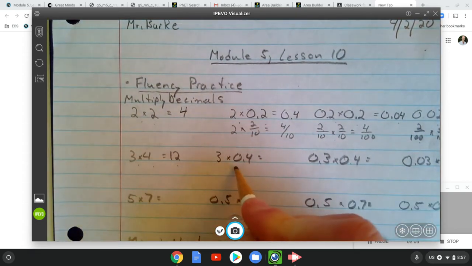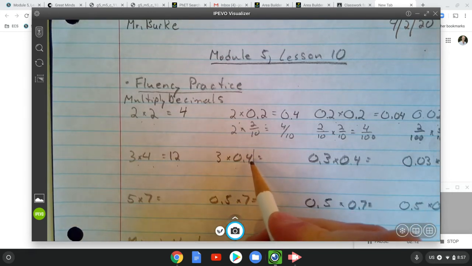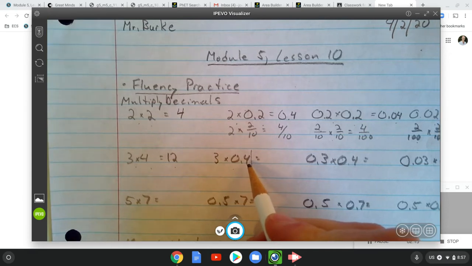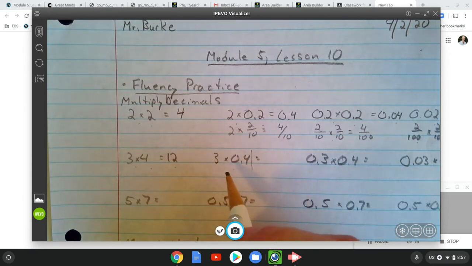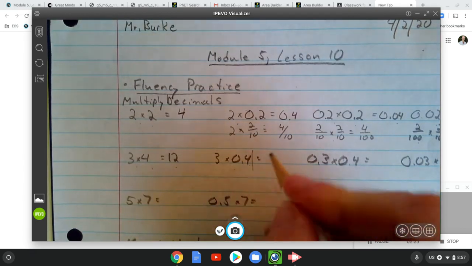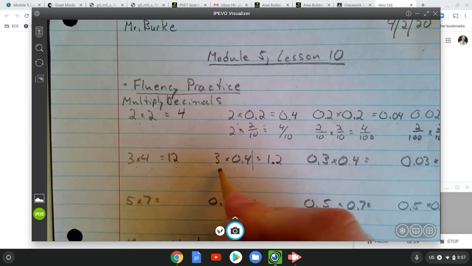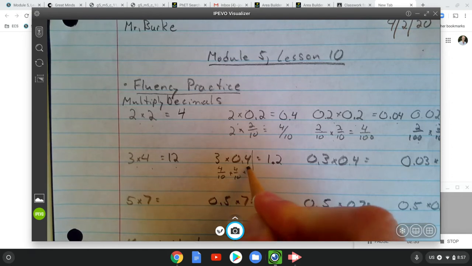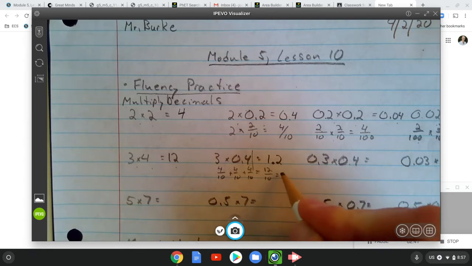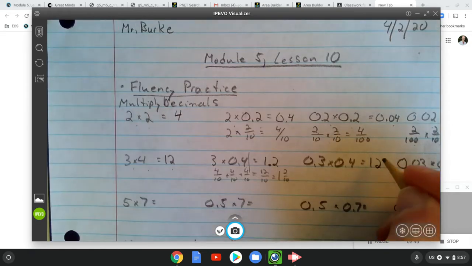3 times 4 is 12, 3 times 4/10. There's one decimal place, counting from the right. This is the shortcut, remember. If there's one decimal place in the problem, then there's one decimal place in the solution. So there's one place there. 3 times 4 is 12, right? But you could also think, repeated addition, 4/10 plus 4/10 plus 4/10 is 12/10, which is 1 and 2/10. Just thinking about fractions.